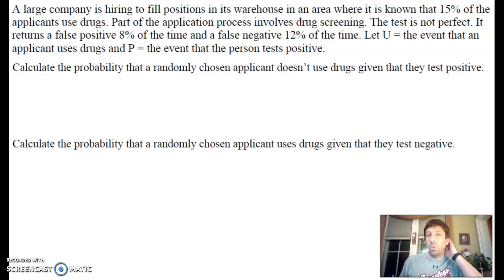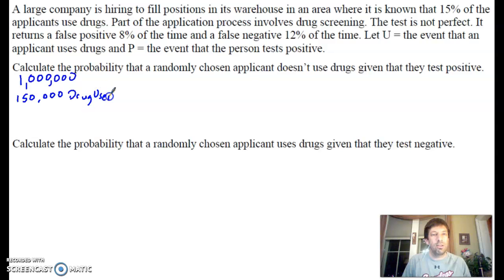So first, I'm going to show you one way of going about this, and that is to think of having 1 million applicants. We could choose a smaller number. I just went with 1 million to make sure we end up with whole numbers. So if we have 1 million applicants, 15% of them use drugs. 15% of 1 million would be 150,000. So there are 150,000 drug users among these applicants.